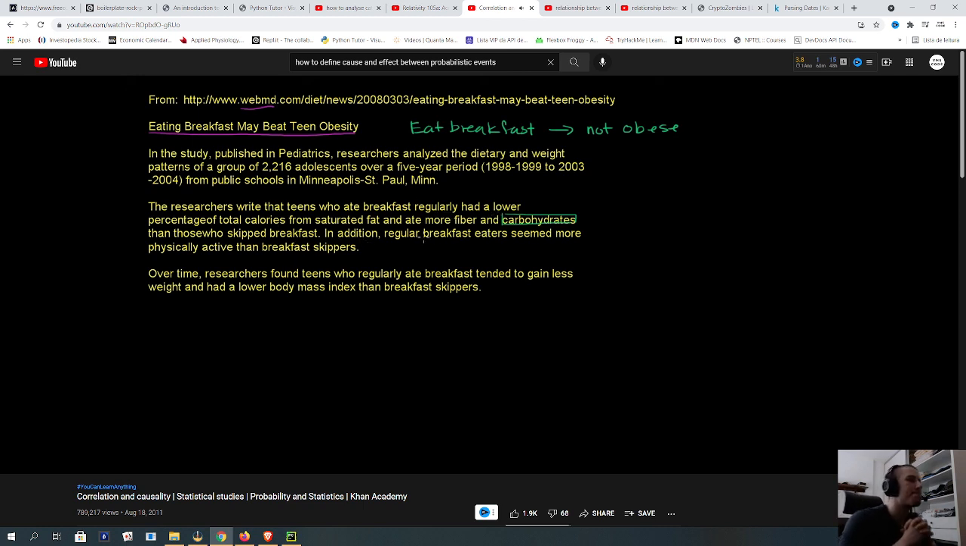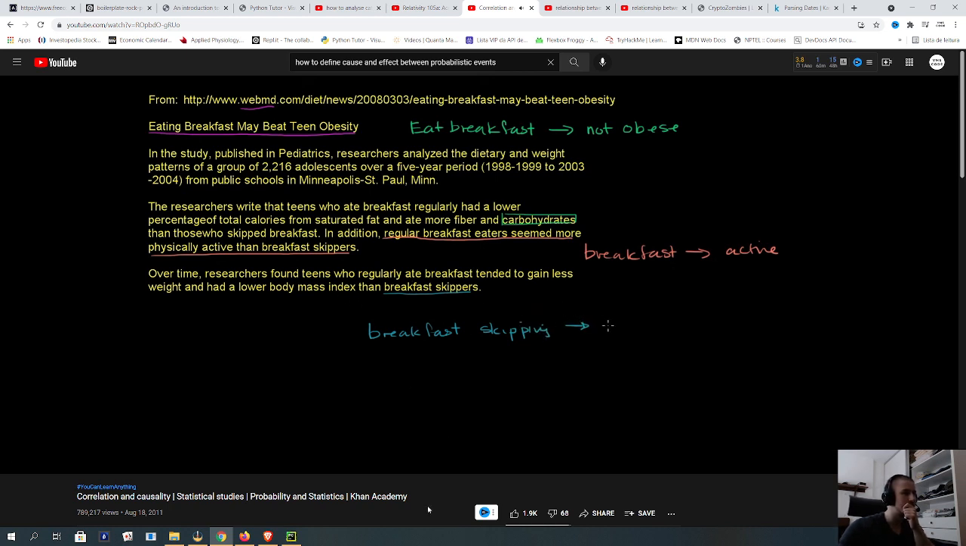In addition, regular breakfast eaters seemed more physically active than their breakfast skippers. So over here, they're once again trying to create this other cause and effect relationship. So the implication here is that breakfast makes you more active. And then this last sentence right over here, they say over time, researchers found teens who regularly ate breakfast tended to gain less weight and had a lower body mass index than breakfast skippers. So they're telling us that breakfast skipping, this is the implication here, can be a cause of making you overweight or maybe even making you obese.